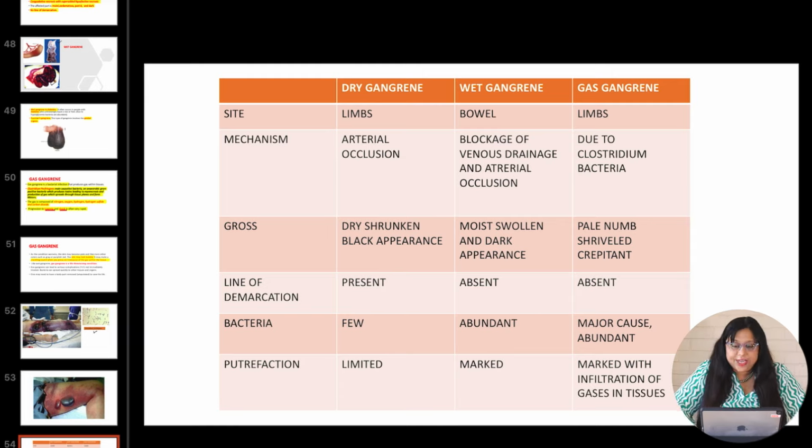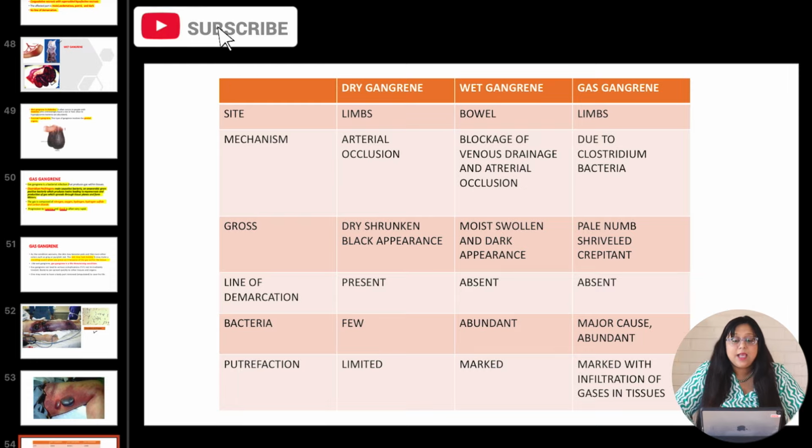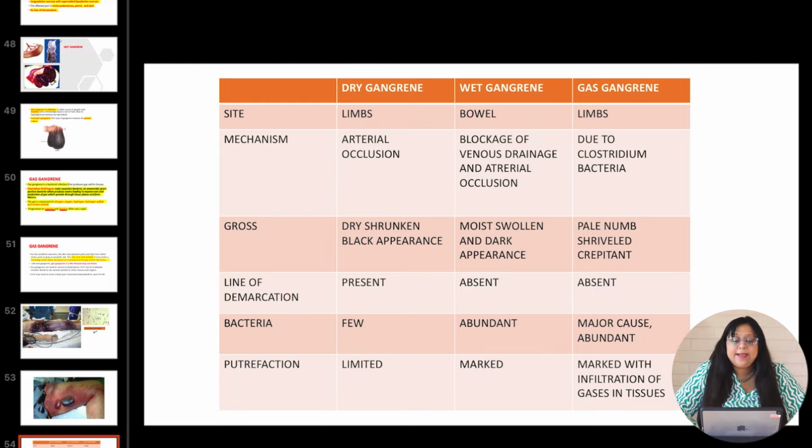So here I have made a table which is showing the differences in dry gangrene, wet gangrene and gas gangrene. So let's start. In dry gangrene, the limbs are most commonly affected. Wet gangrene, mainly the intestines is affected, and gas gangrene also mainly affects the limbs. The mechanism. In dry gangrene, it is basically because of arterial occlusion. However, wet gangrene is mainly because of blockage to the venous drainage. And gas gangrene is because of a bacteria, Clostridium perfringens.